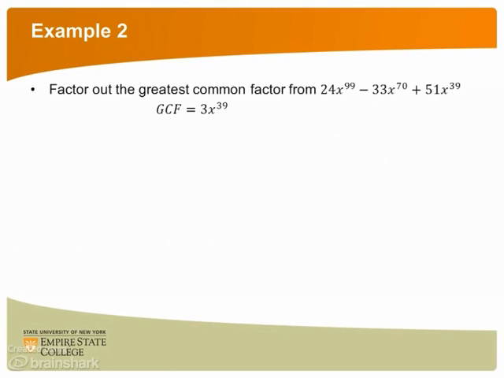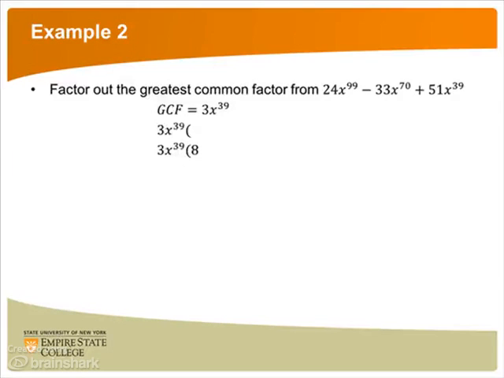Looking at the coefficients, the largest number that divides evenly into 24, 33, and 51 is 3. All the terms have x's, so the variable part is the smallest power we actually see. So the entire greatest common factor is 3x to the 39th power. We put that GCF in front of an open parenthesis. Now we go term by term to complete the factoring.